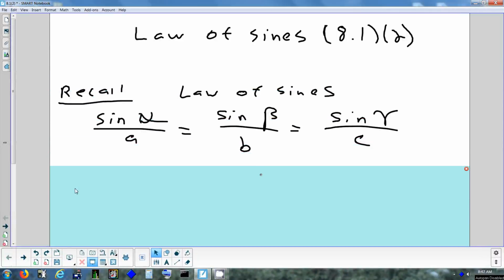Okay, so just as a reminder of what the law of sines is: sine alpha over A equals sine beta over B equals sine gamma over C. Sometimes you see it flipped. In some textbooks, you might see A over sine alpha equals B over sine beta equals C over sine gamma. It's the same thing. So this is the first law.